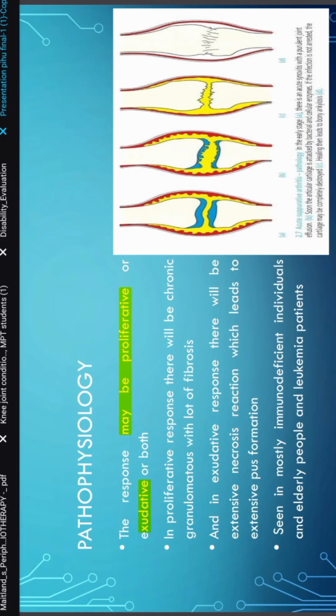Proliferative is more common, with granulomatous inflammation and a lot of fibrosis. Exudative is particularly seen in immunodeficient individuals, elderly people and leukemia patients. It is extensive caseous necrosis without much cellular reaction, that is extensive pus formation, termed as non-reactive cases. Let's clarify the pathophysiology in detail.